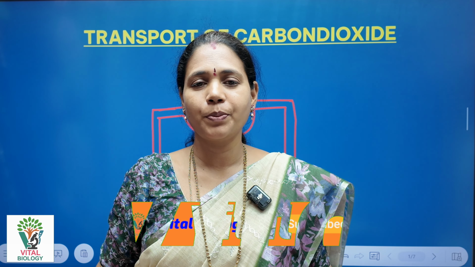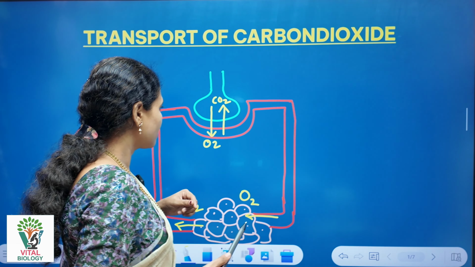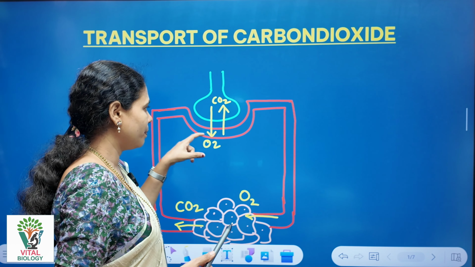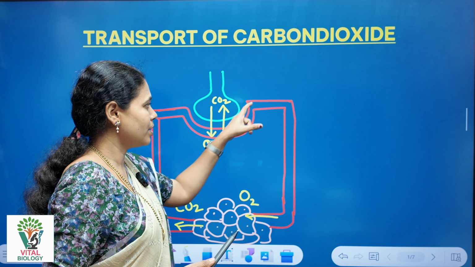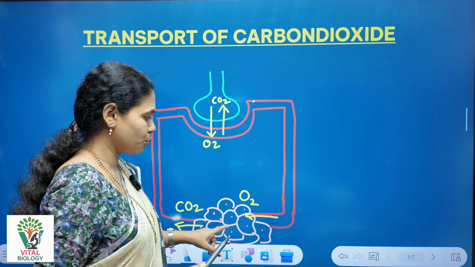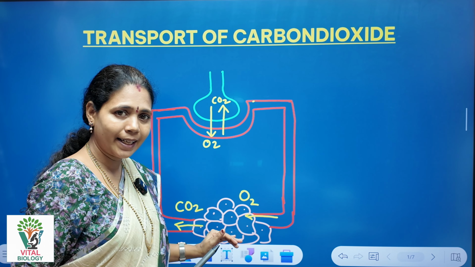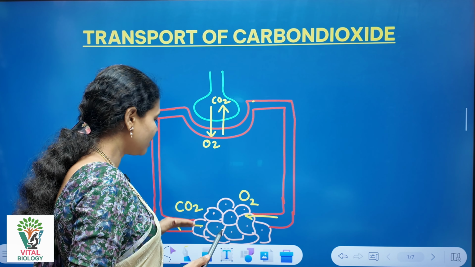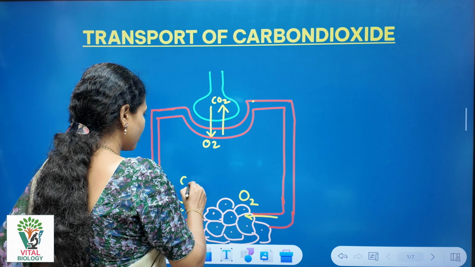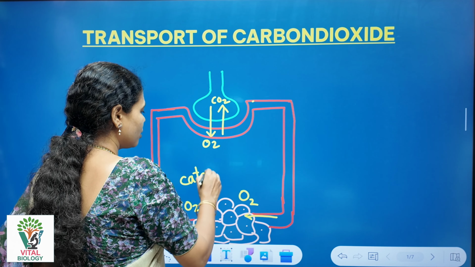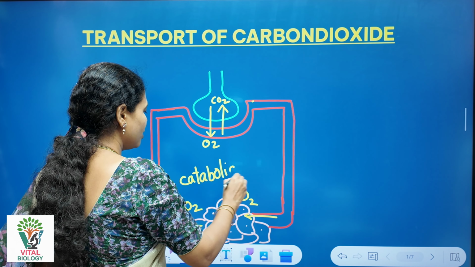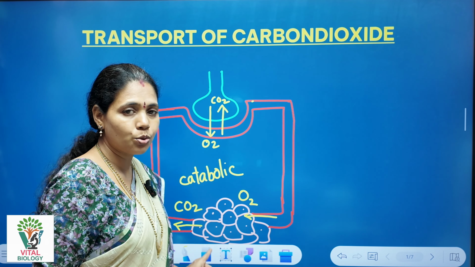This is Padma. In this video, we will focus on transport of carbon dioxide. As in a previous class, we have discussed transport of oxygen. That is, once the oxygen diffused into the blood, that oxygen is carried up to the tissues. There, that oxygen is utilized, and as a result of catabolic reactions, the CO2 is released into the blood.